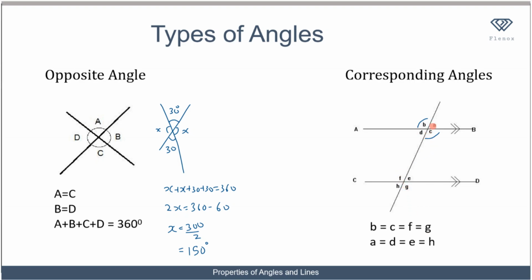Similarly, angle A must be equal to E also. I know that angle A and angle D are opposite angles, so A equals D. A and E are corresponding angles, so A is equal to E. E and H are opposite angles, so E is equal to H.